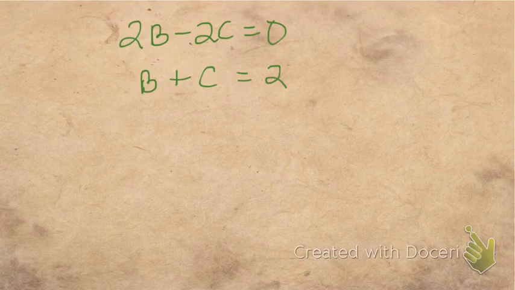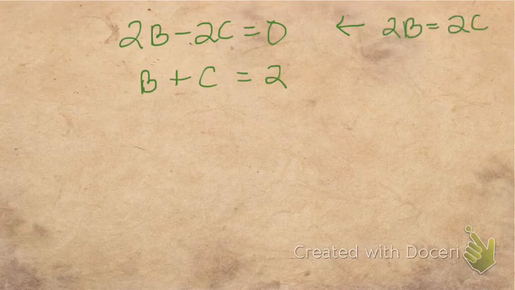You can actually solve for b or c if you want to and plug it into the 2b minus 2c equals 0. Or here, if you'd rather, you could solve for b or c. That might actually be easier. Or you could do elimination if you remember it. So I'll just solve here, I guess, for b or c.